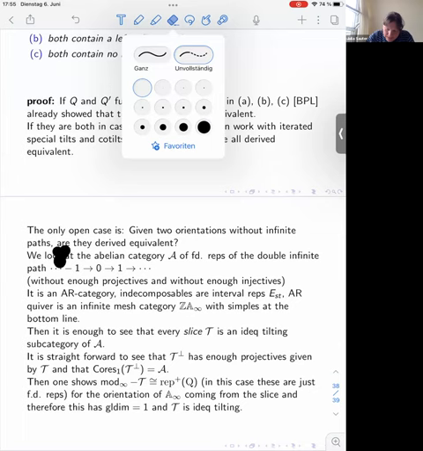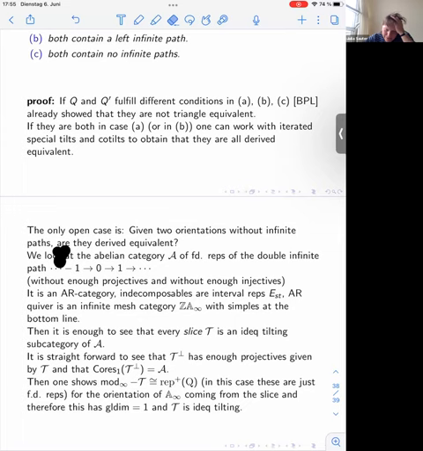So we look at the abelian category A of finite dimensional representations of the double infinite path. And since we look only at finite dimensional representations, this is without enough projectives and without enough injectives. Yeah, for that you would have to have infinite supports in one direction or the other. And this is still an Auslander-Reiten category, with indecomposables the interval representations as before. And the Auslander-Reiten quiver is very easy, yeah? It's an infinite mesh category of type A infinity with simples at the bottom line. And then we look at special subcategories in there, given by slices.